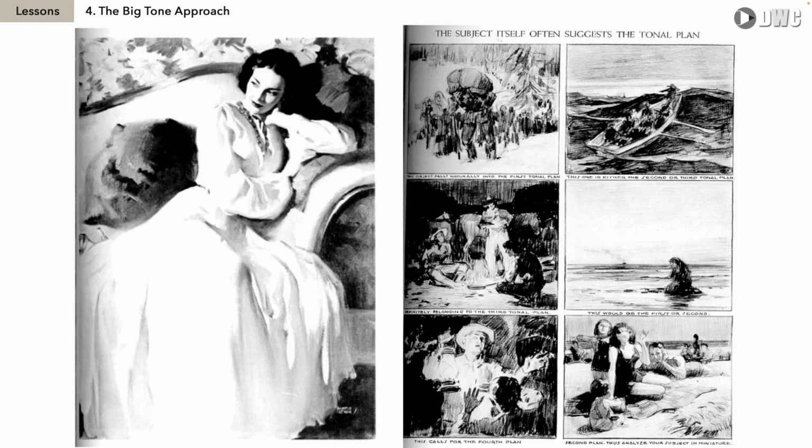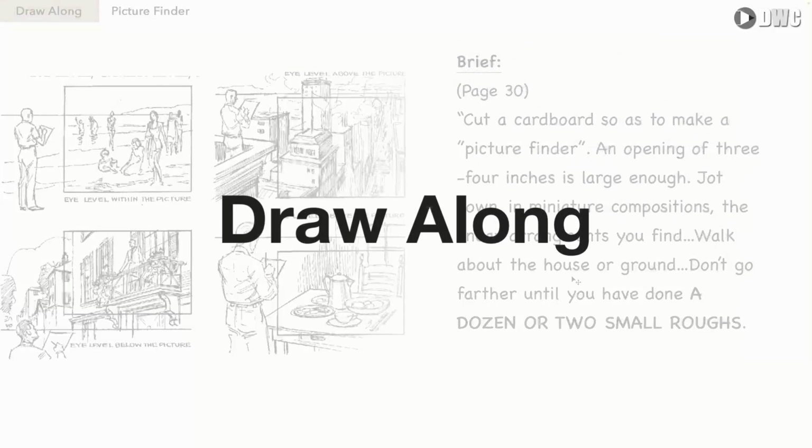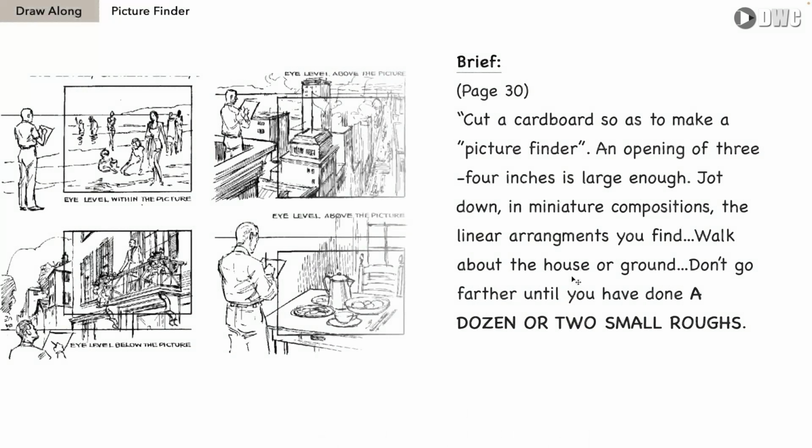So let's do some drawing now. We already know this limited value stuff is important. Okay, draw along. Let's do our first draw along together. And this is the picture finder. So this is a lot like what we did in the previous episode with Edgar Payne. And here's a direct quote from page 30 in the book.